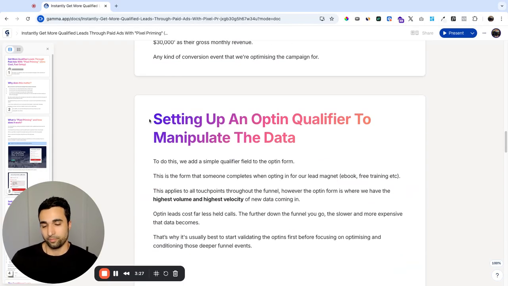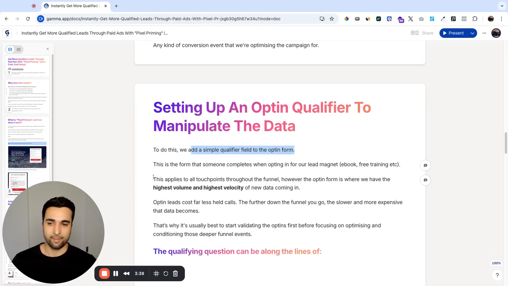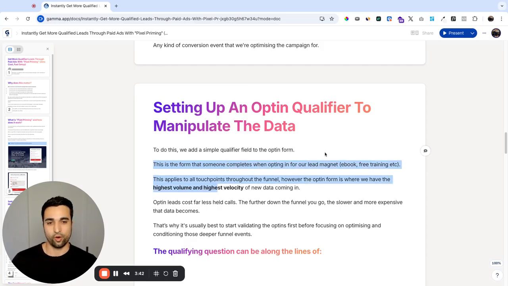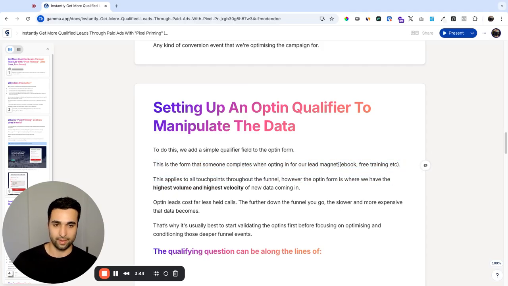So setting up an opt-in qualifier to manipulate the data, this is the solution. What we do here is we add a simple qualifying field to the opt-in form. And to recap on the opt-in form, this is the form someone completes when they're opting in for our lead magnet. That might be an ebook, a free training, a checklist, whatever that lead magnet and that bait looks like. The same logic that I'm going to go through applies to all the touch points throughout the funnel.